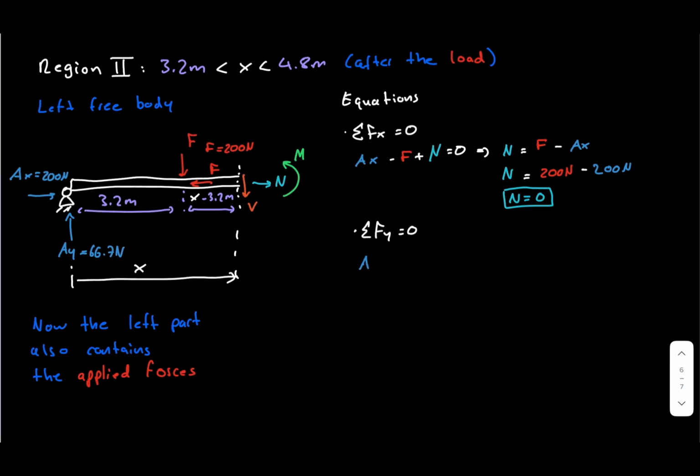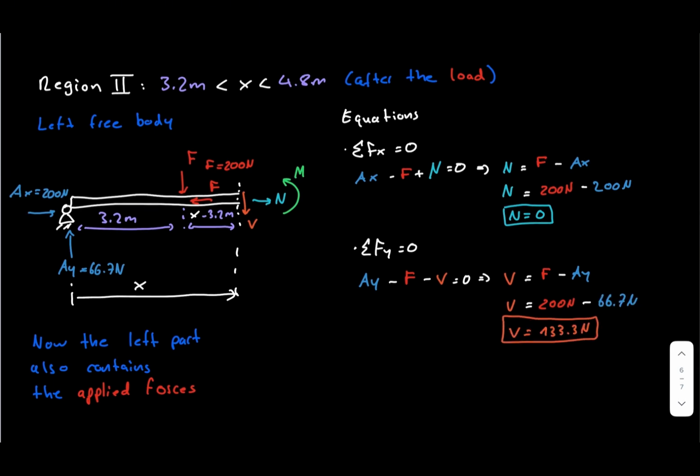Vertical equilibrium gives AY minus 200 minus V equals 0. Substituting AY equals 66.7 gives V equals negative 133.3 Newton.